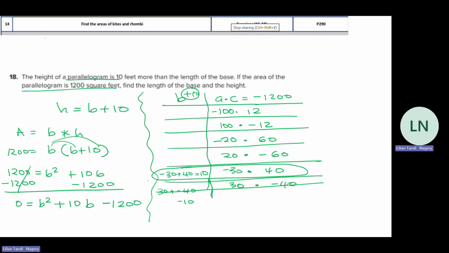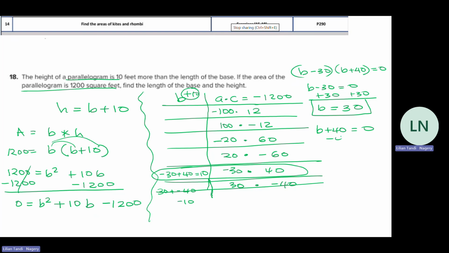because here is my answer, so I will write here, B minus 30 multiply B plus 40 is equal to 0. So then I will do B minus 30 equals to 0 plus 30 plus 30. B is 30, okay? Then I will do B plus 40 equals to 0 minus 40 minus 40. B is equal to negative 40.